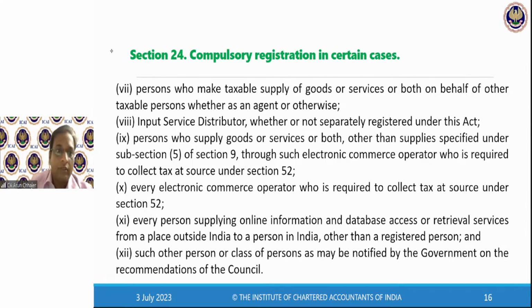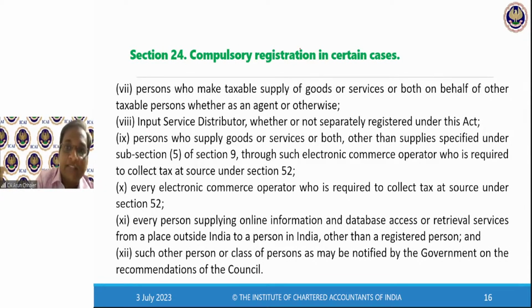Now, in case of the principal and agent, if the agent is making the taxable supplies on behalf of the principal, he has to take mandatory registration. And you remember in section 22 we had read, the explanation says that if the agent is making the supply on behalf of another person, it will be counted as the supply of the agent only.